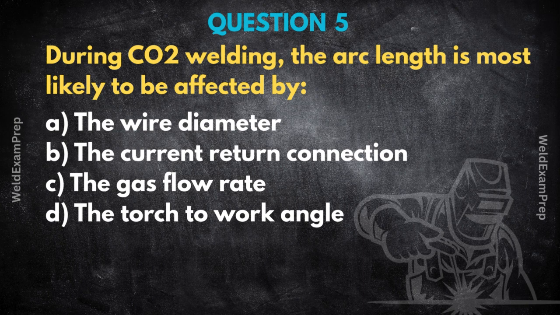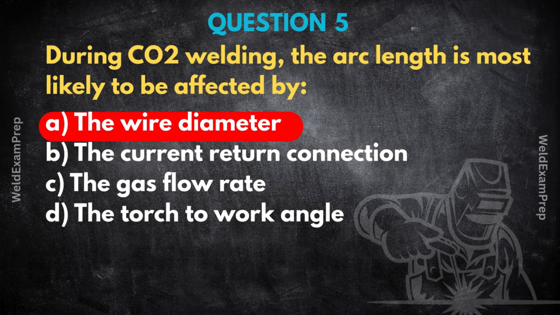Yeah, this is fundamental stuff for GMAW, which includes CO2 welding. The factor most likely to directly affect the arc length from this list is A, the wire diameter. It's a really key relationship in constant voltage GMAW processes. The machine is set to maintain a particular voltage, and it achieves that essentially by adjusting the wire feed speed to keep the arc length stable based on how fast the wire is melting, the burn-off rate.